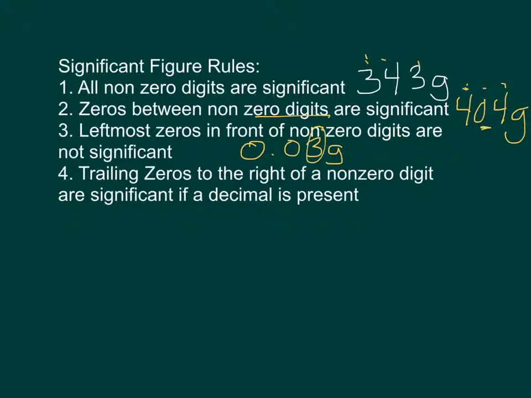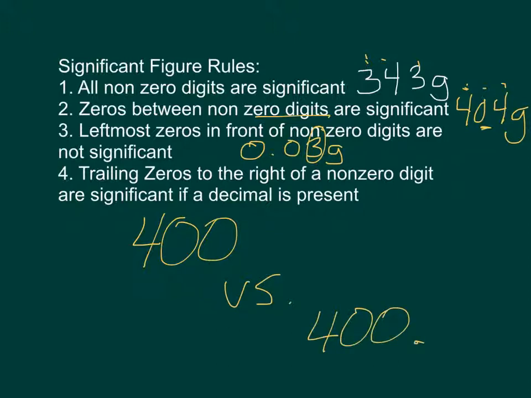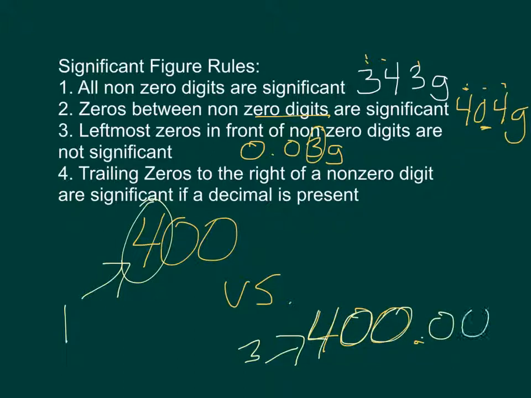And then rule 4: trailing zeros to the right of the non-zero digit are significant if a decimal is present. So examples of these would be 400 versus 400. Okay, how many significant figures do I have in this one? Well, I only have 1. The 4 is significant. How many significant figures do I have here? Well, I have a decimal present, so I have 3 significant figures. Perhaps it's even more precise, and it might be 400 written like so.